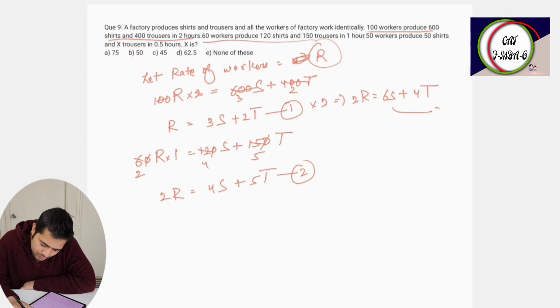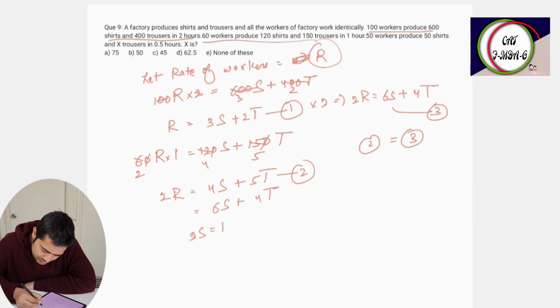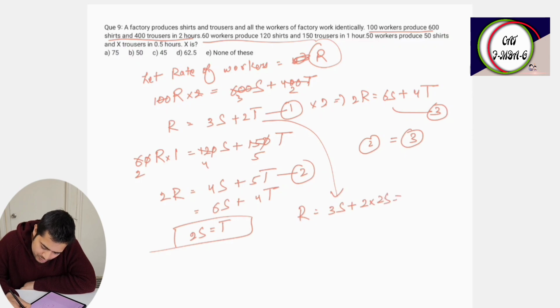So equation number 3. Equation number 2 is equal to equation number 3. So 2R equal to 6S plus 4T, which gives 2S is equal to T. From here you can take R is equal to 3S plus 2 into T. So T is equal to 2S, and 4 plus 3 is equal to 7S.